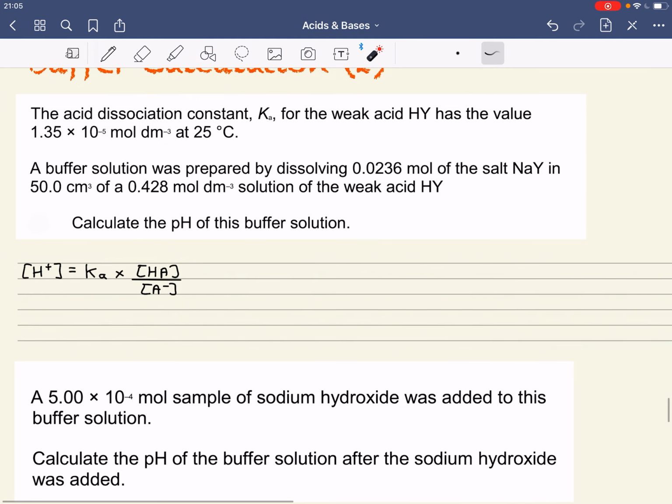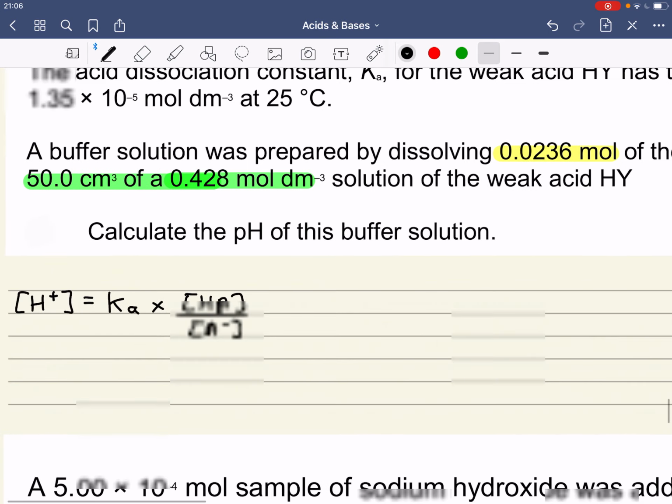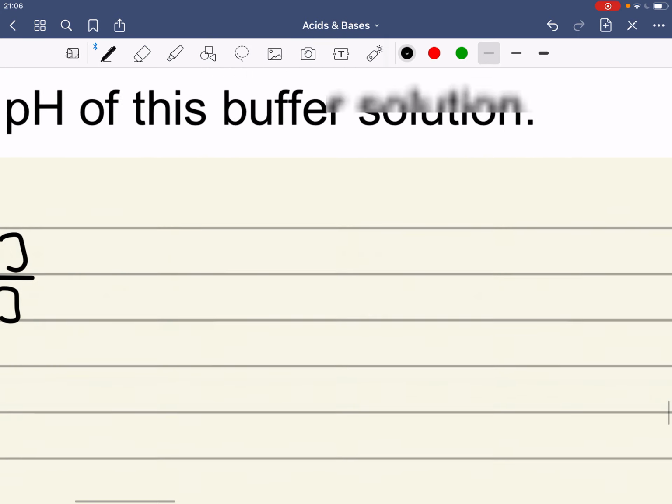Now, in this particular question, you've been given the moles value for the salt, which is called NaY, but you've been given the concentration of the weak acid. So what you have to do is convert this concentration of weak acid into moles. Make sure that both of these are either both in moles or both in concentration. So the first job is to convert this, we're calling this weak acid HY, into moles.